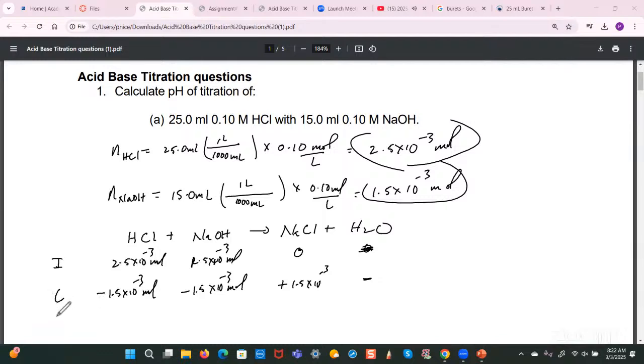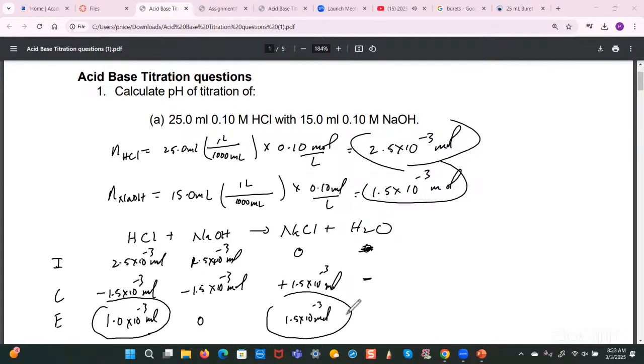And then at equilibrium now, we're going to find a difference between these two. So 2.5 times 10 to the minus 3 minus 1.5 times 10 to the minus 3 gives you 1.0 times 10 to the minus 3 moles. This will give you 0, and this will give you 1.5 times 10 to the minus 3 moles, right? Now, how do we determine the pH of the solution? Because these are what are left after the reaction is complete.